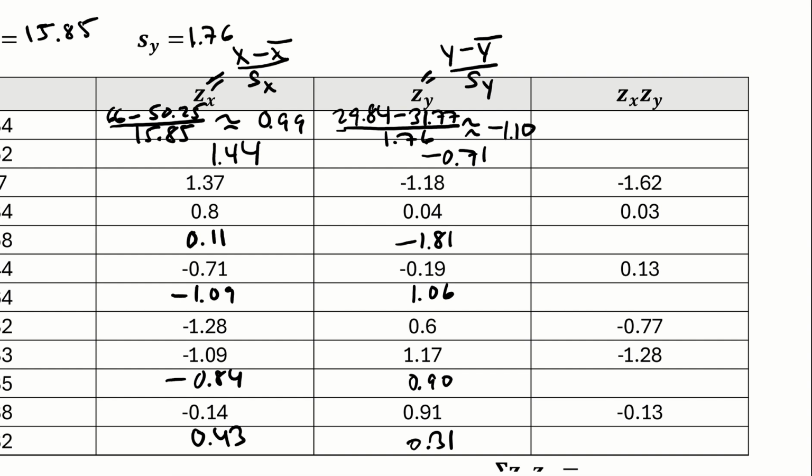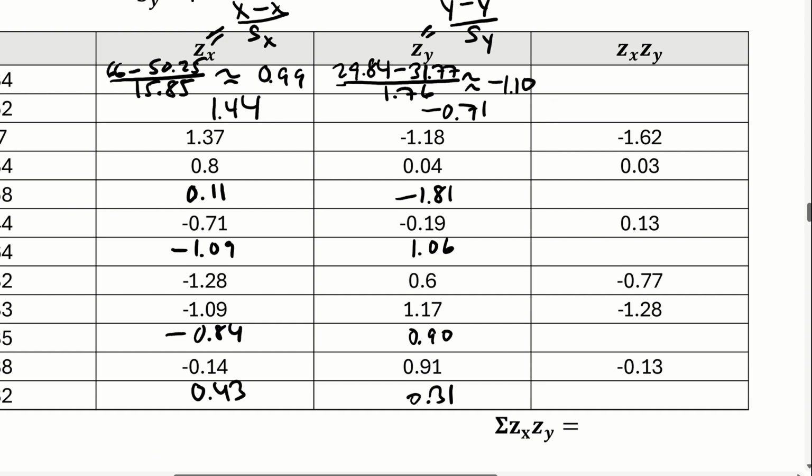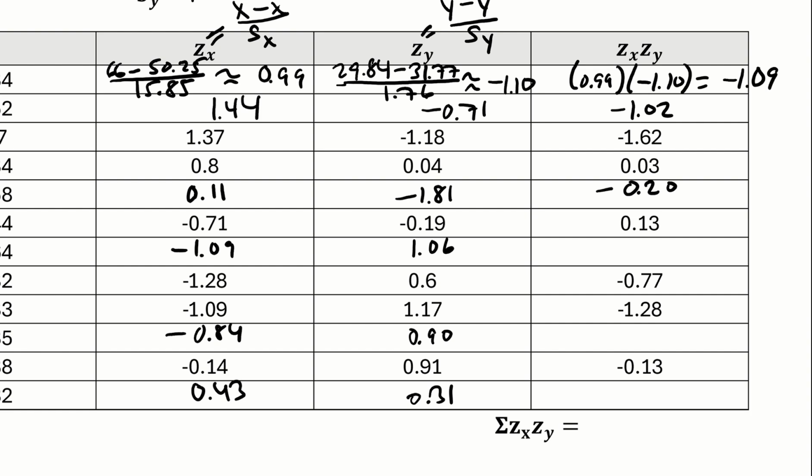And then to get the last column, you multiply those two numbers, 0.99 and negative 1.10. So let me show my work. This times that, I get negative 1.09. And I've got to do the same thing for the rest: negative 1.02, negative 0.20, negative 1.16, negative 0.76, and then 0.13.